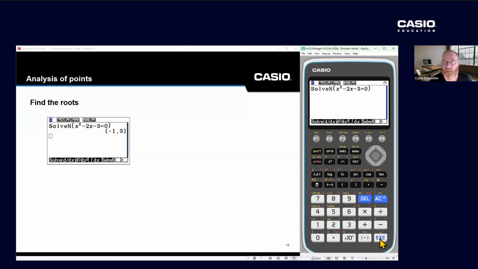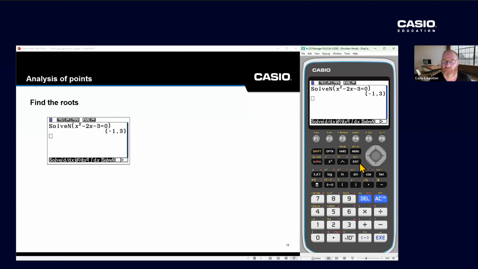And then when you execute, you get a warning that says more solutions may exist. And this is because it is actually a numerical method. Sometimes they fail. So that's why it's always a good idea to sketch as well. Exit, and it gives you the solution set of the two x values.